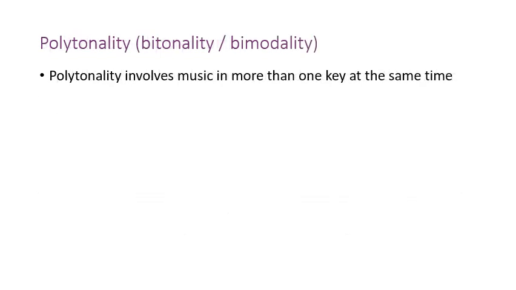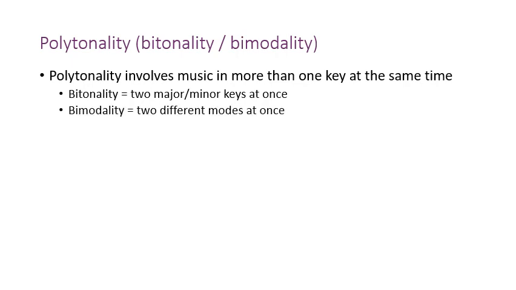So related to the idea of polychords is polytonality in general, which involves music sounding in more than one key at the same time. Now, in practice, we generally only have two keys at once, so we would just say bitonality, two major or minor keys. Now, if both of those were modes, you would say bimodality. So if you had a Dorian mode and a Mixolydian mode being used, that would be bimodal.